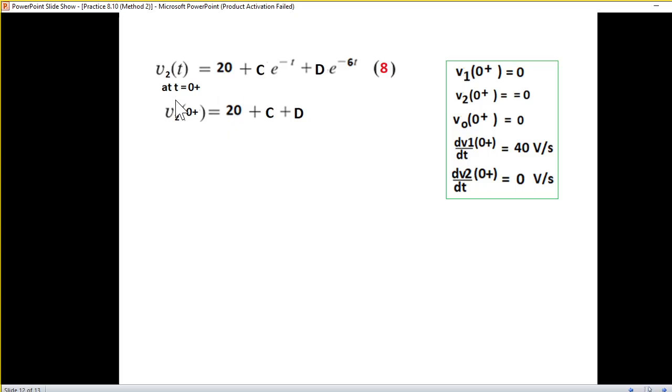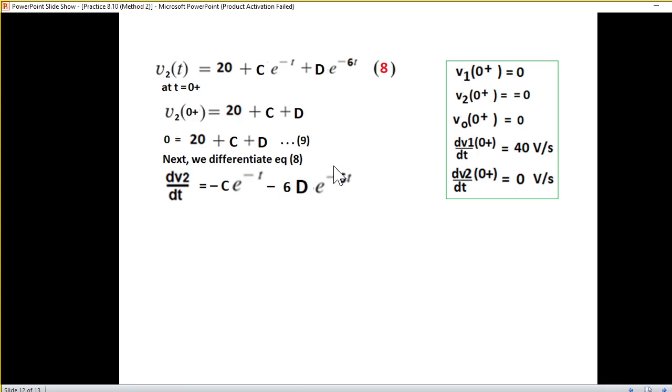The easiest point is that we put t is equal to 0 here. So this would be V2 of 0 plus equals 20, plus C, E raised to the power 0 is 1, plus D, E raised to the power 0 is 1. And V2 0 from here is 0. So putting this, we get equation number 9. Since there are two variables, we need another equation. For that, we differentiate equation number 8 with respect to t. Differentiating, we get this constant 0, this minus C e raised to the power minus t, and minus 6D e raised to the power minus 6t.